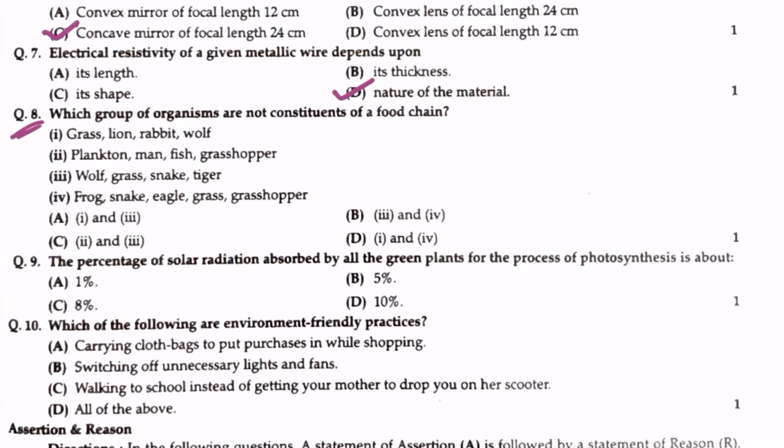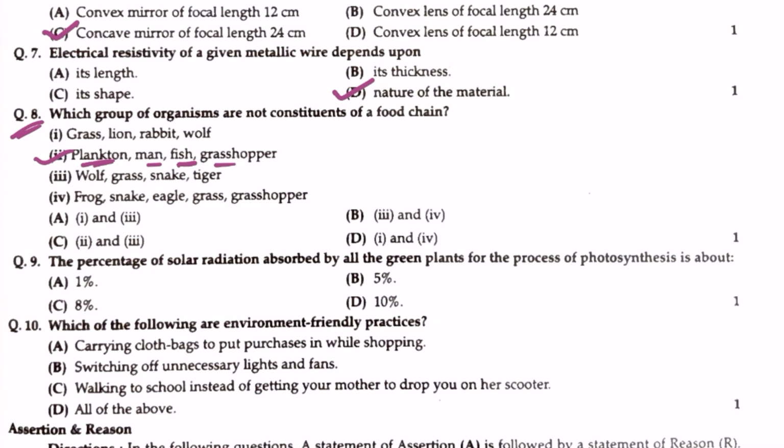Question 8. Which group of organisms are not constituents of a food chain? First one is grass, lion, rabbit, wolf. This forms a food chain. Second one is plankton, man, fish, grasshopper. Plankton is an aquatic plant, fish is an aquatic animal, man and grasshopper. These are terrestrial. So this is not forming a part of the food chain.